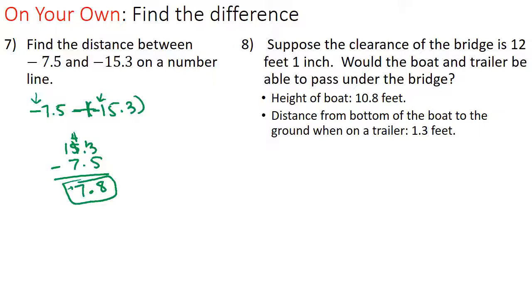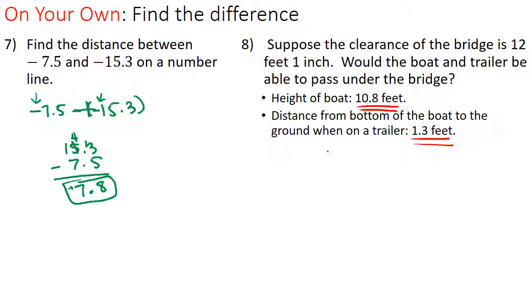Beautiful. Now, as we move on to this next question right here, we can suppose that the clearance of that bridge is 12 feet and 1 inch. Would the boat and trailer be able to pass under the bridge? So if the height of our boat is at 10.8 feet and the distance from the bottom of the boat to the ground on the trailer is 1.3 feet, we can then add these two numbers together in order to figure out if that is going to be low enough in order to go underneath that bridge.